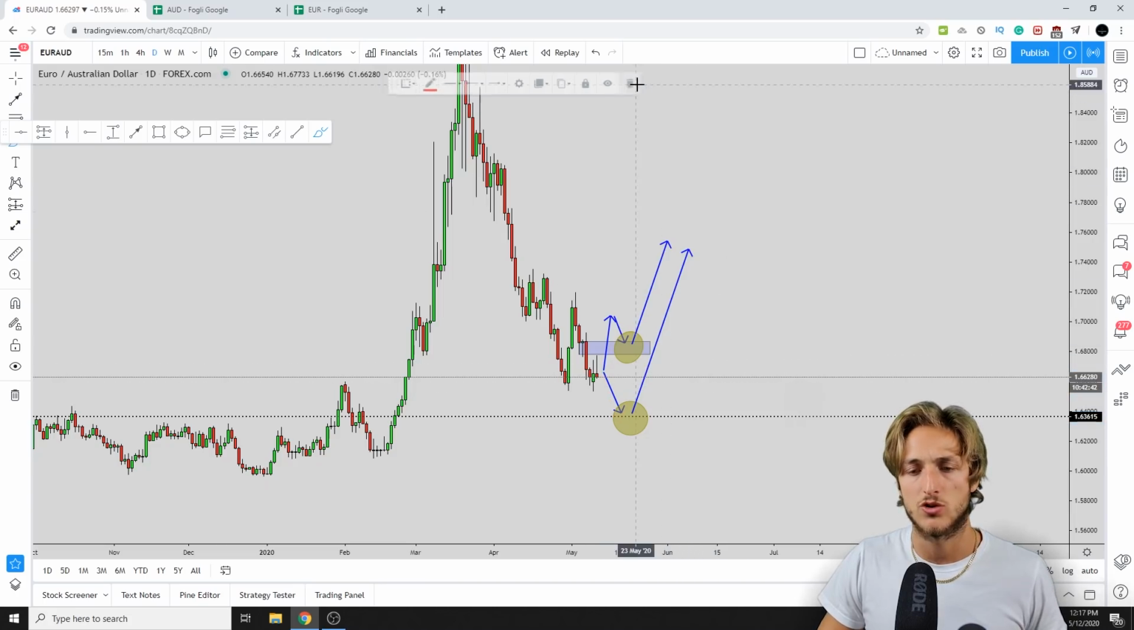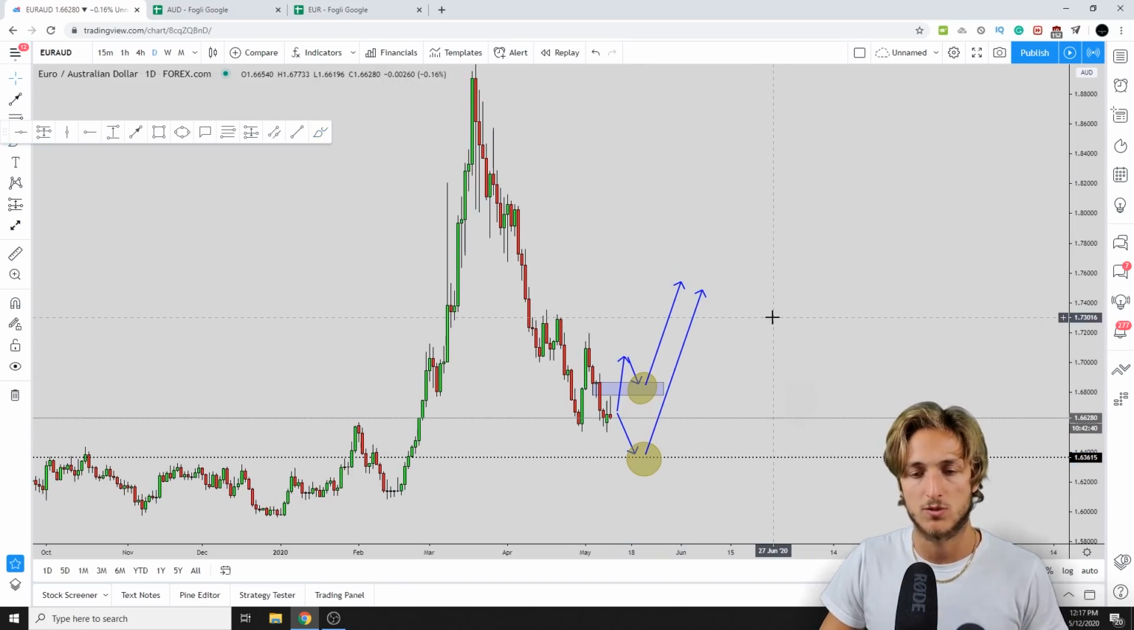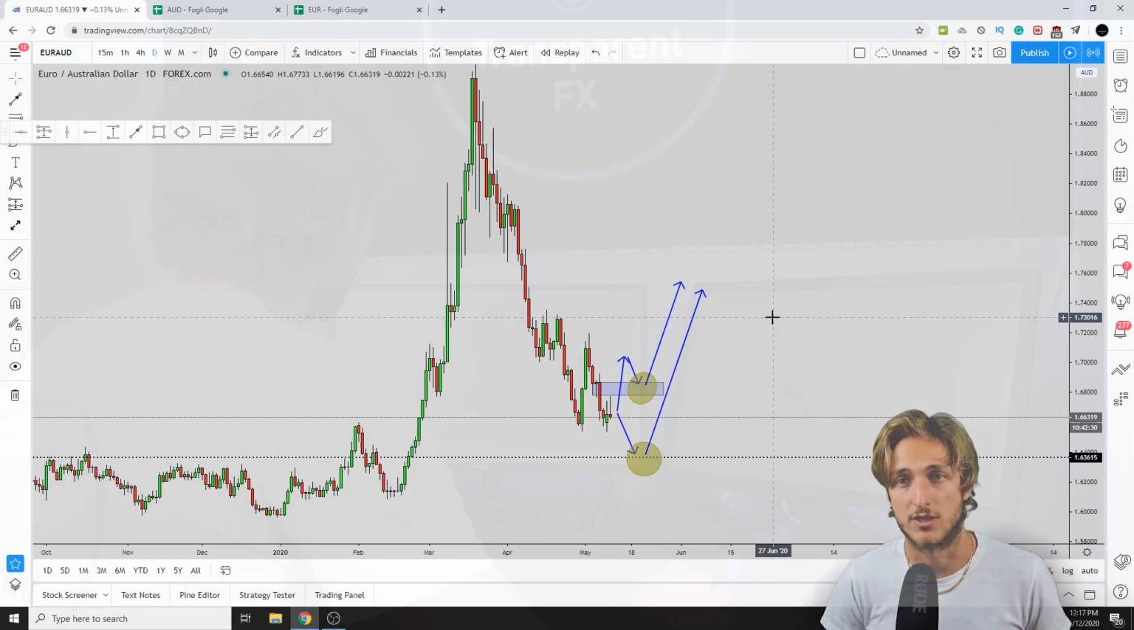So this is the situation on Euro AUD, pretty straightforward. We just have to wait for one of these two scenarios to play out, and then we can start looking at price action from a reactive perspective. That is the power of having a clear rule-based strategy.